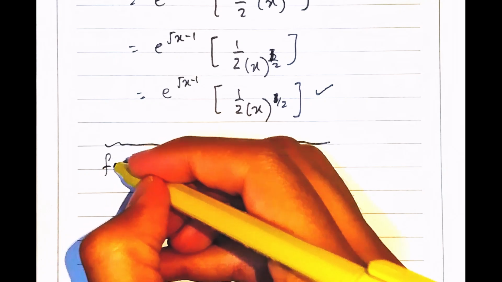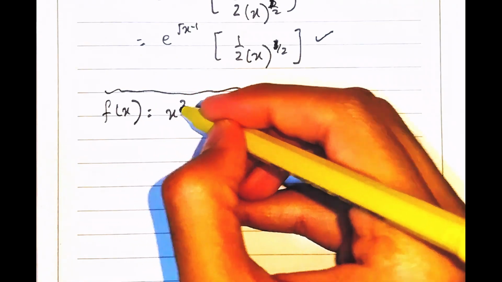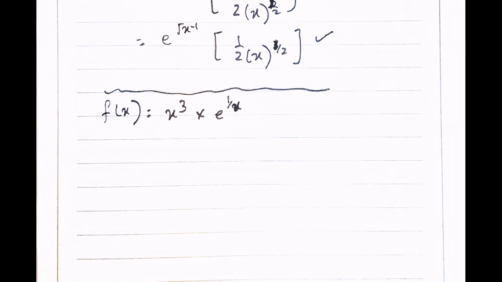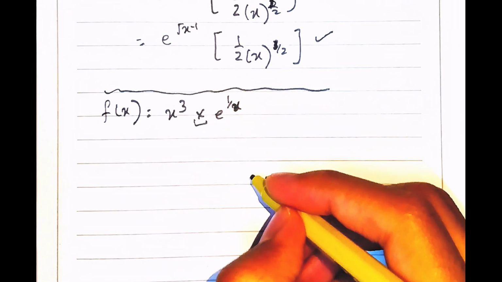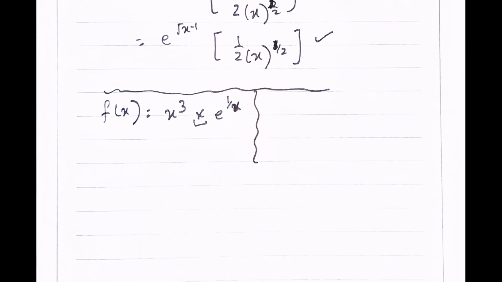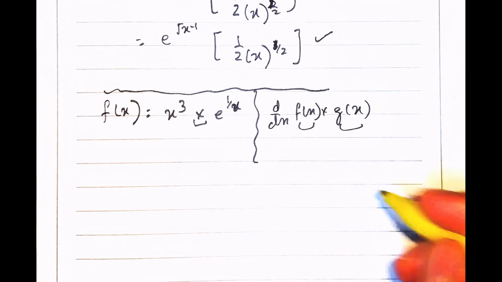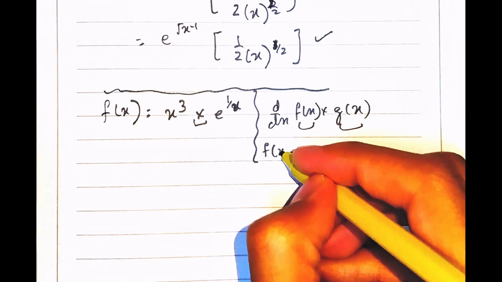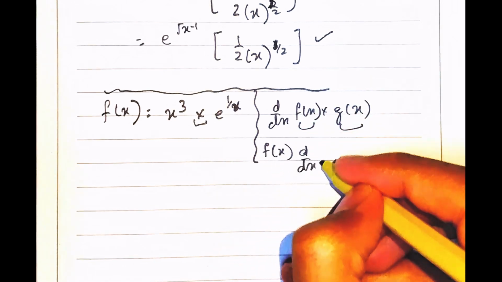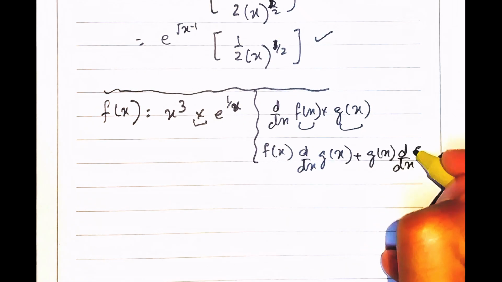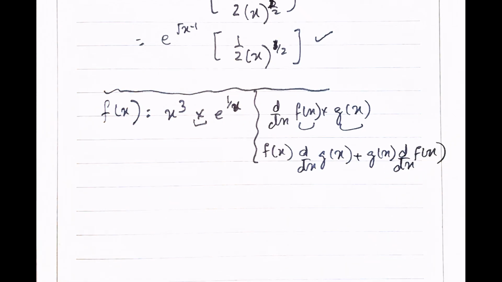So we have the function equal to x^3 multiplied by e^(1/x). We also have the exponents right over here, and these functions are being multiplied. Let me recall the method of finding the derivative of two functions which are being multiplied. So f(x) and g(x) are two functions being multiplied. First, the first function as it is, times the derivative of the second function, plus the second function as it is, times the derivative of the first function. So this is the method by which we can find the derivative of two functions which are being multiplied.